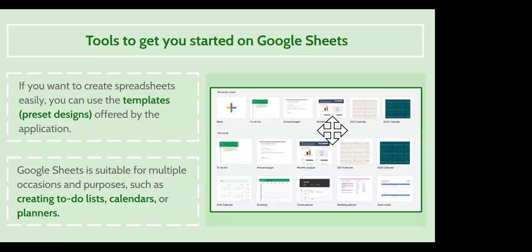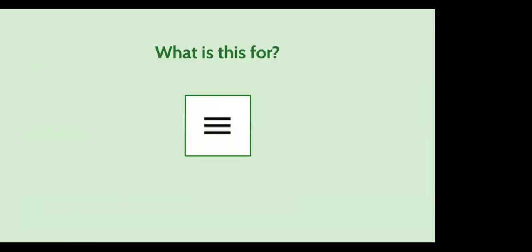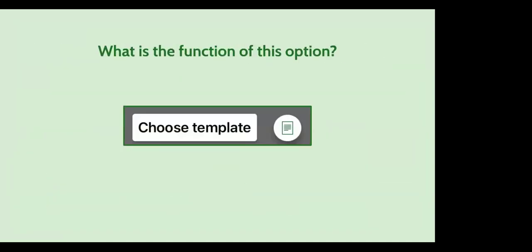Say that you go to monthly budget. There is already a framework for you, and you can just modify it to your particular needs. It already has formulas, it already has text that you can just modify. All right.